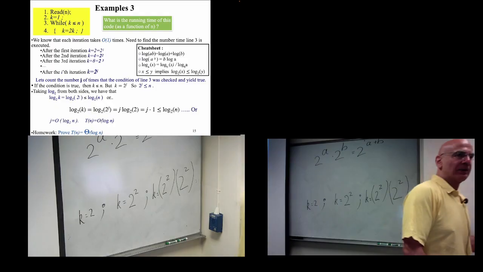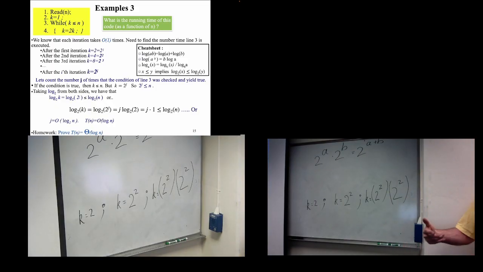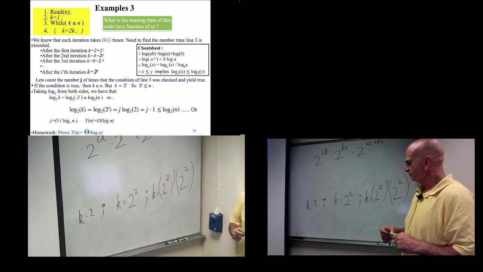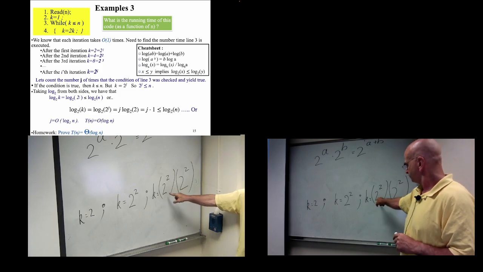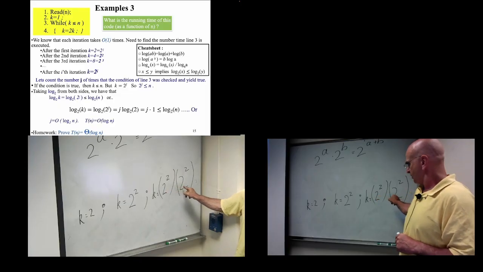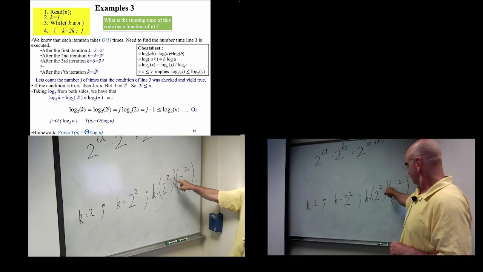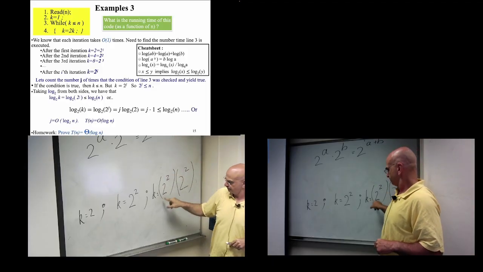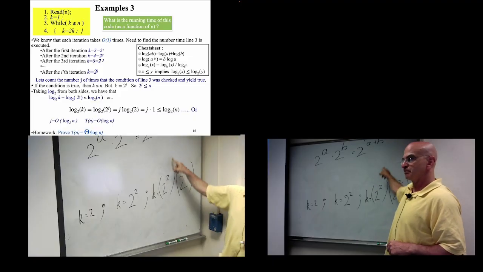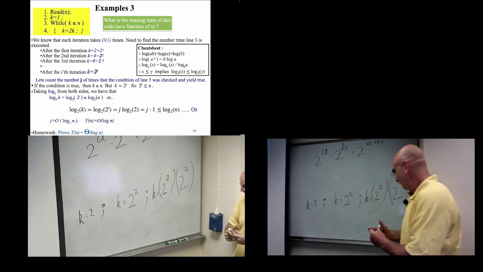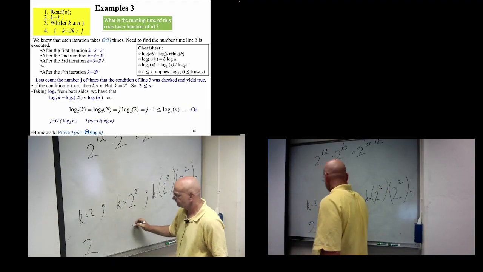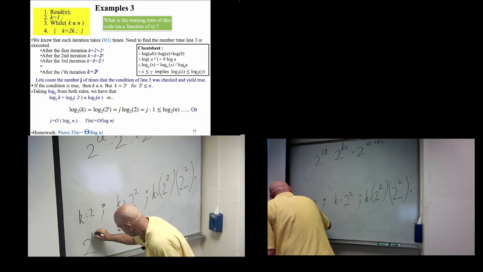So as usual, we are trying to ask what happened after i iterations. i equals 1, 2, 3, 4. So this expression, 2 to the 2 times 2 to the 2 equals 2 to the 4.